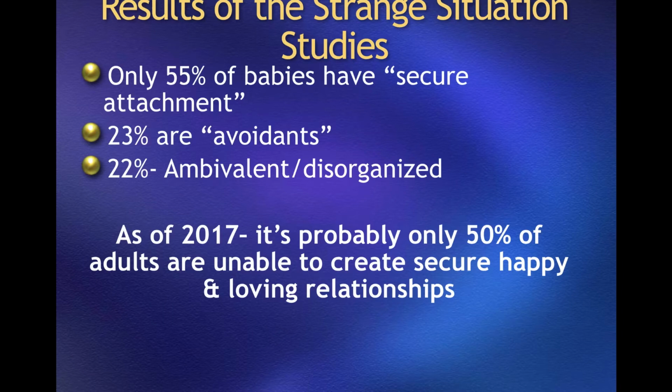Mum would leave the room for a few minutes, and then she would come back, and this was observed. And in those 6,000 mother-baby interaction strange situation studies, only 55% of babies had secure attachment. That's the block-busting figure. 23% are avoidant.